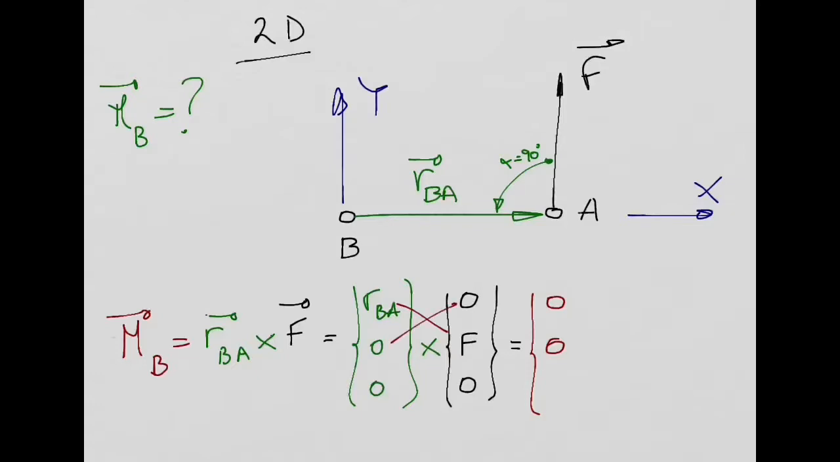So I have RBA times F. As you can see, now this answers your question, right? The vector moment only has a component in the z direction. So even if you are doing a 2D problem, the moment will always be perpendicular to that 2D plane, or in this case, if the z direction is that perpendicular direction, the moment will have only a component in the z direction. All right?